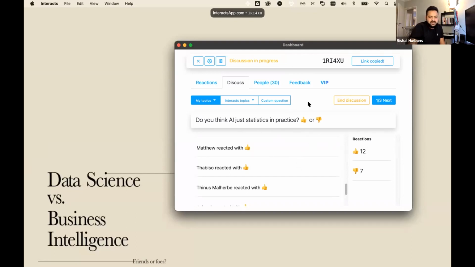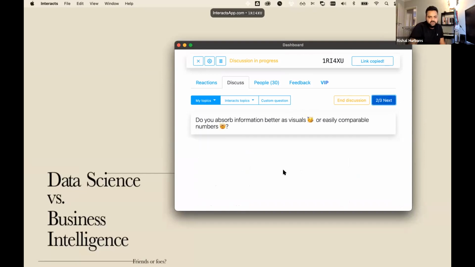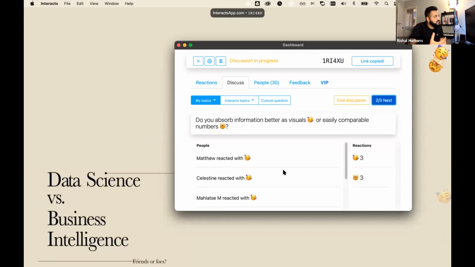But on the storytelling aspect, I've got another interesting one. Do you absorb information better as visuals or easily comparable numbers? So I'm thinking here, a lot of people just want to see the numbers, and based on their intuition from being in that business or being in that problem space, they can easily come up with a decision to make, whereas visuals resonate a lot better with others. So what does the room feel like here? Okay, it looks like most people prefer visuals, although it's a close one.